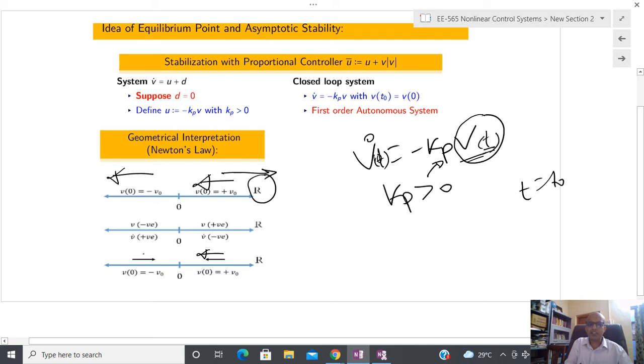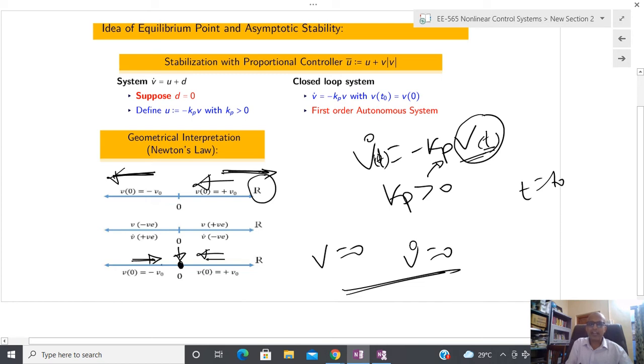Now let us check on this side. I have already discussed this in the previous class also: if v(t) is negative, then what happens? Negative times negative becomes positive. So now v dot is positive, and this is our positive direction and this is our negative direction. So I have to move in the direction of the rate of change, and due to that I am going to move like this. But if you start here, then v equal to 0 at this point, so v dot is also equal to 0. From Newton's first law, I can guarantee that I am not going to move. So this is the equilibrium point.